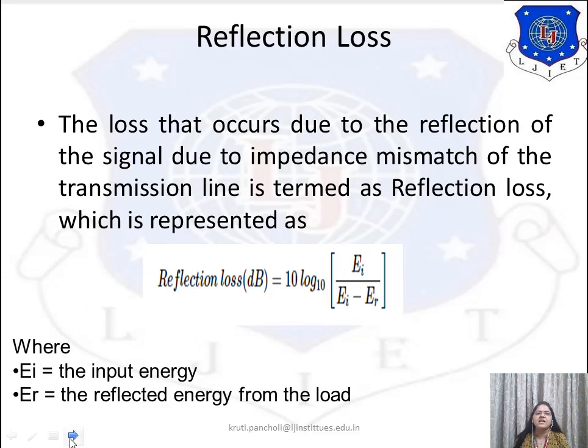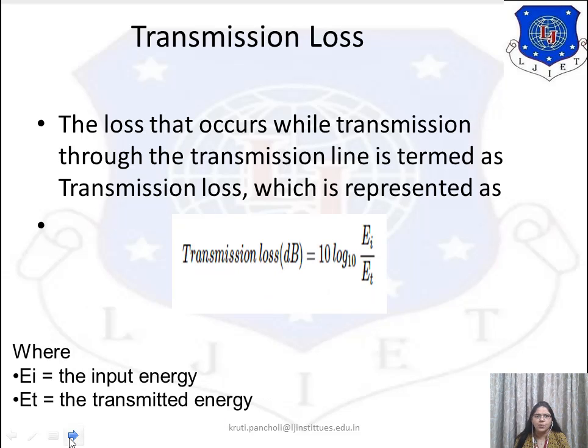Next is the reflection loss. Reflection of the signal due to the impedance mismatch is referred to as reflection loss. So the loss that occurs due to the reflection of the signal due to the impedance mismatch of the transmission line is termed as reflection loss. Reflection loss is measured in dB. It is equal to 10 log 10 of EI upon EI minus ER. EI is the input energy, ER is the reflected energy from the load.